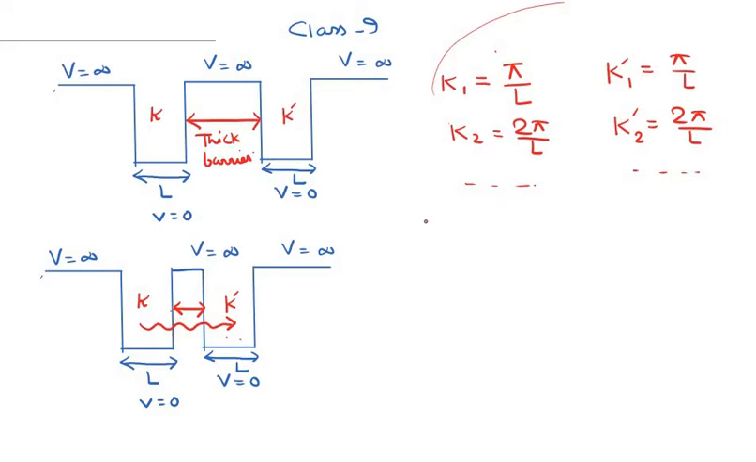Now, how do I write the states for this structure when an electron can actually tunnel from one well to another? In quantum mechanical language, when an electron can tunnel from one well to another, or from one atom to another through the intermediate space, we say that these two atoms are coupled. So here the electron can tunnel from one potential well to another, and we call these two potential wells coupled.